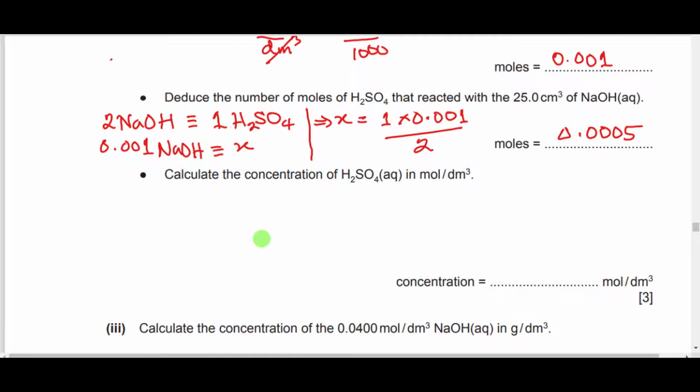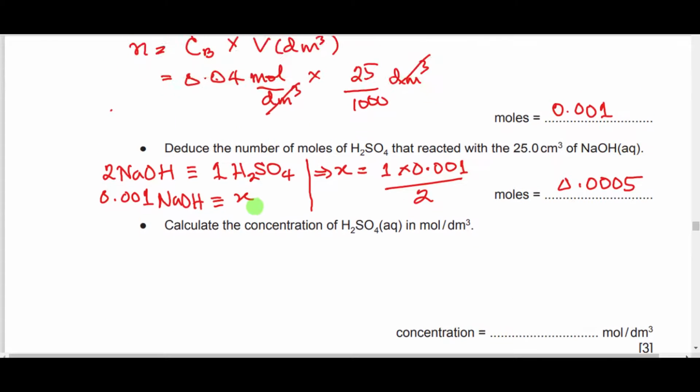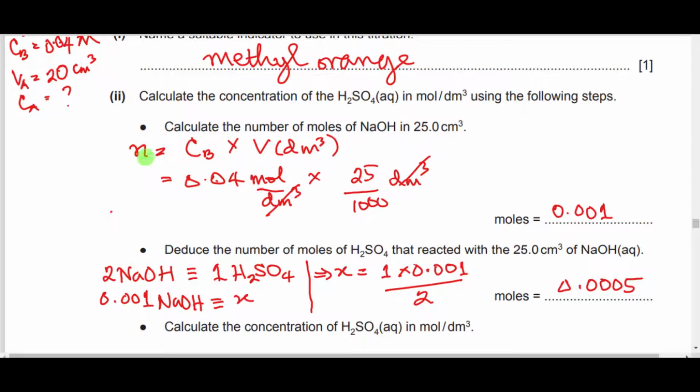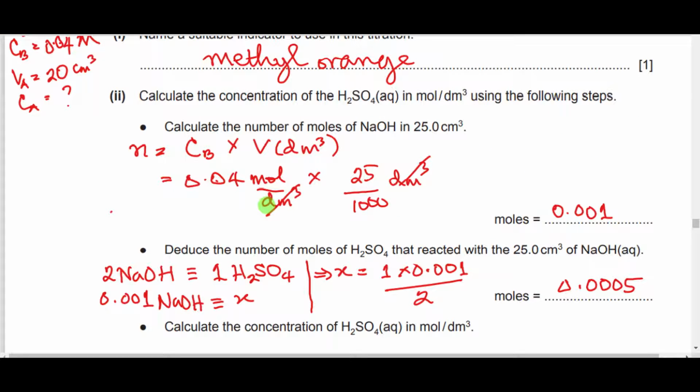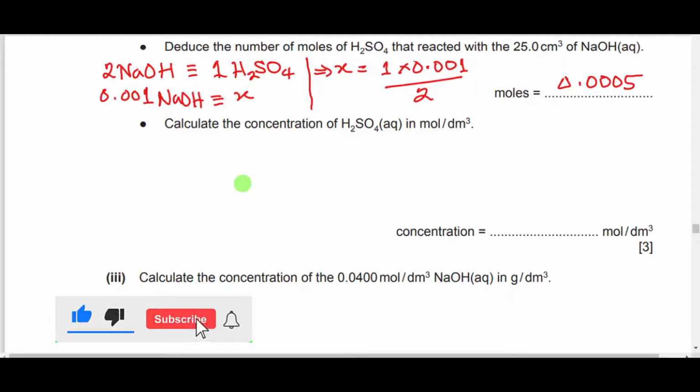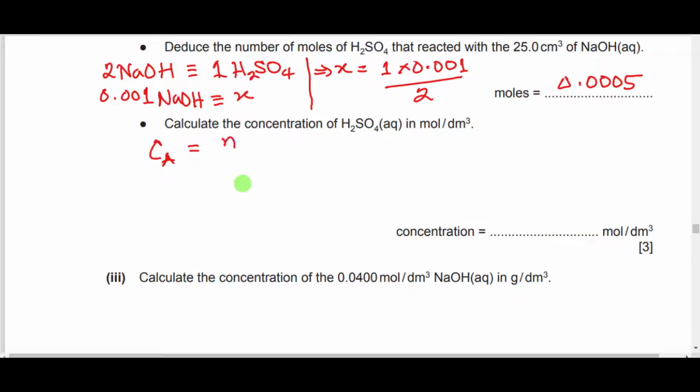Fine. We are now asked to calculate what? The concentration of aqueous H2SO4 in moles per dm³. Now to calculate the concentration, remember we use this formula: number of moles equals concentration in moles per dm³ times volume in dm³, right? So we are going to use the same equation, but now making concentration the subject of the formula. So Ca equals number of moles over volume in dm³.